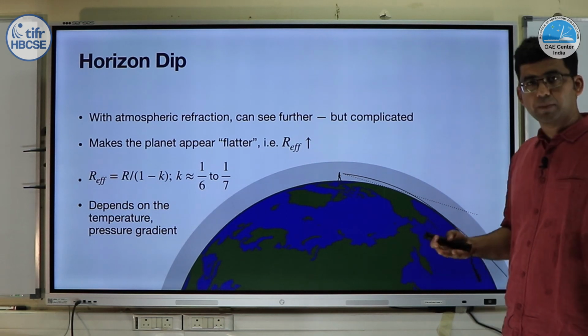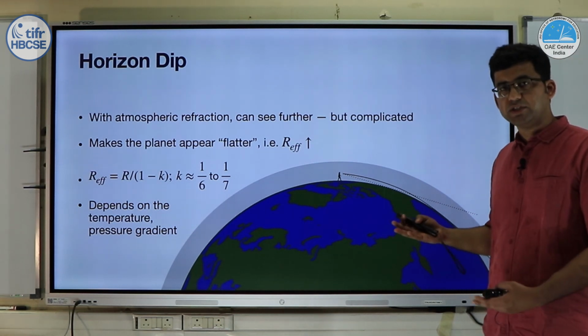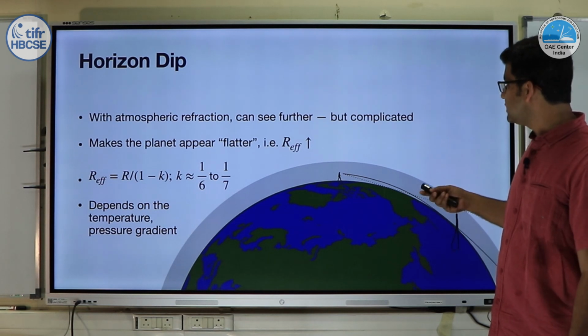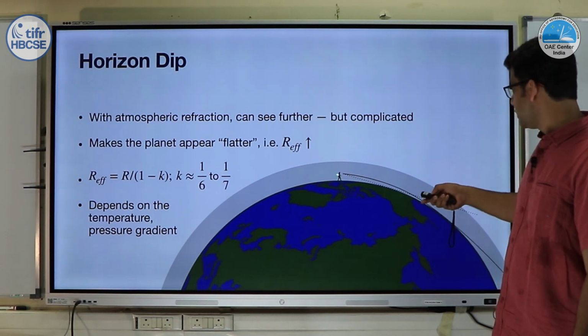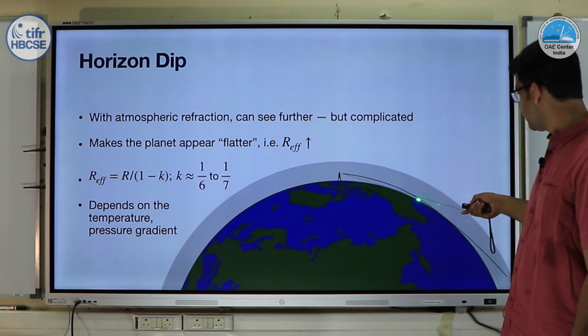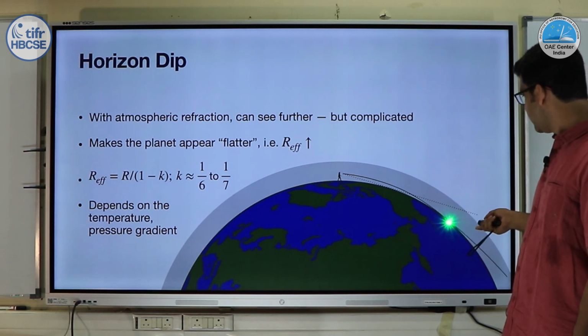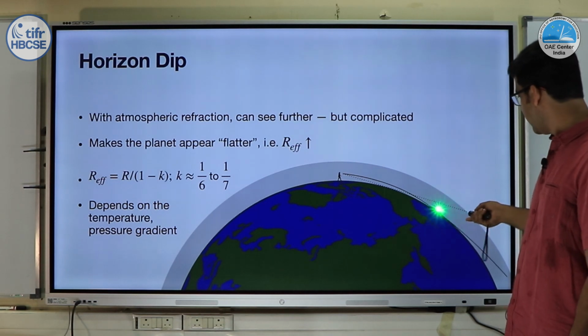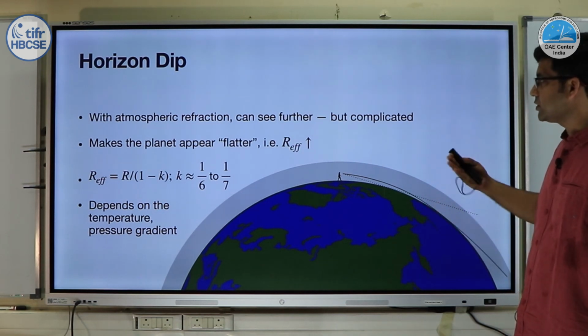Now, of course, with atmospheric refraction this equation changes, but it is very hard to calculate, and the overall effect is that we can see further. If this is your observed theoretical horizon, with refraction rays of light can get bent through the atmosphere and you can actually see horizons which are much further.